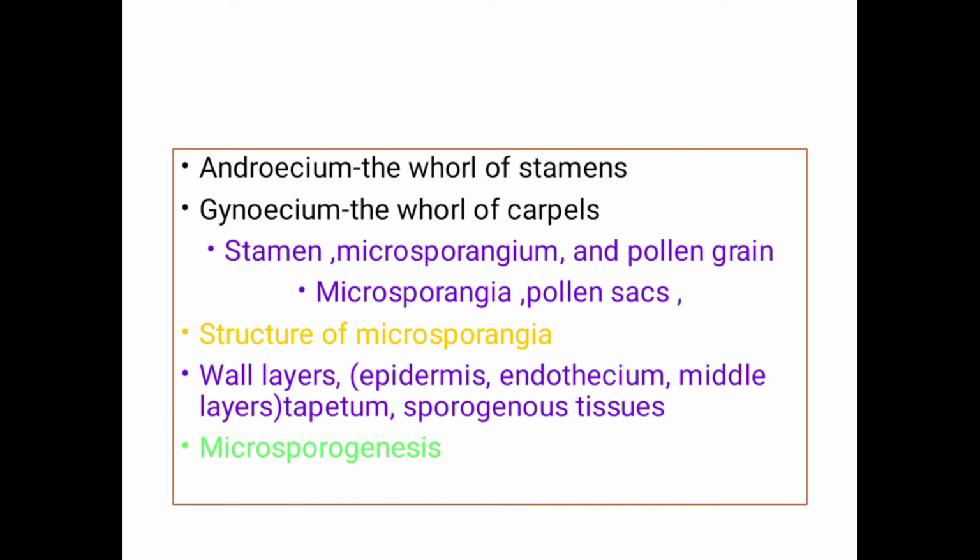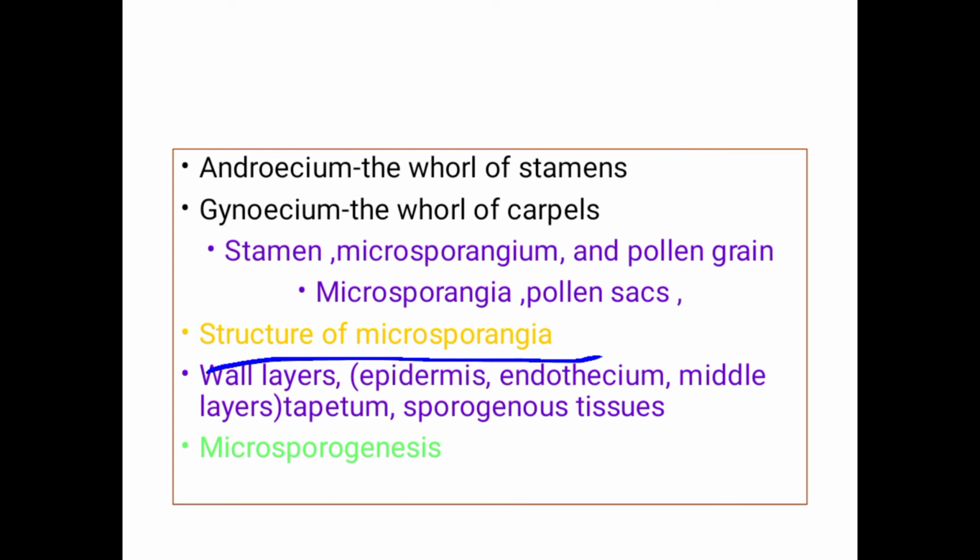So what I'm telling you now is about the structure of microsporangia. First, what I taught was how the microsporangia are formed and where they are found. And now I'm going to tell you about the structure of microsporangia. So each microsporangium will have what? Four wall layers.